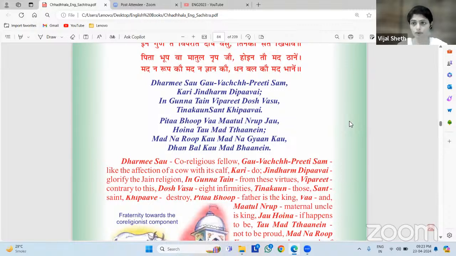Mad na roop ko, pride because of beauty. Number three, mad na gyan ko, pride because of your knowledge, intelligence, wisdom. One feels proud. Fourth one, dhan bal ko mad bhane. Dhan, pride of your wealth, and bal, pride of the strength of the body. So all these mad, can you imagine why a Samyak Drishti Jeev won't have these?